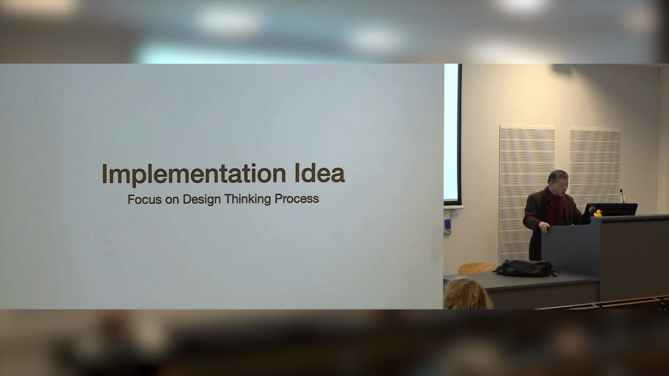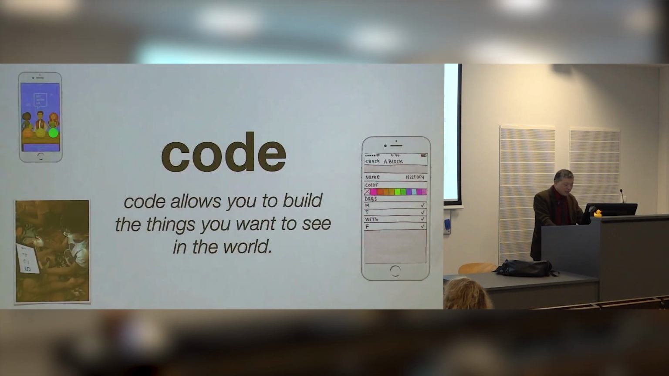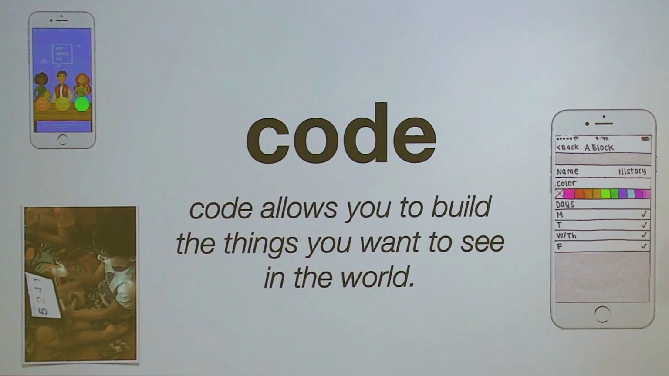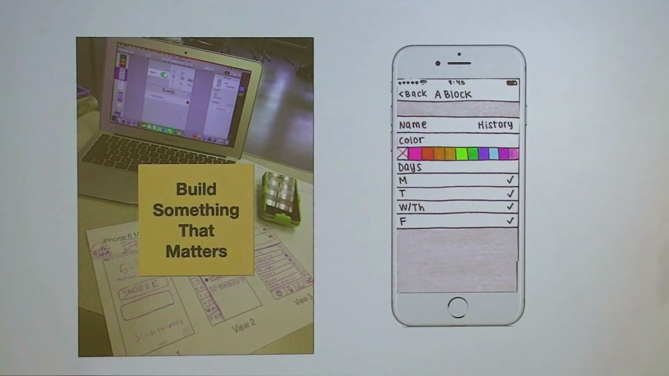And so we actually approach it from the process of design thinking. So how do we design something new? And we think about code in that code allows you to build the things that you want to see in the world. That's the context behind the tool. The tool is code. The context is what kinds of things would make the world better? And then how do we create those tools? And so we want to build something that matters.